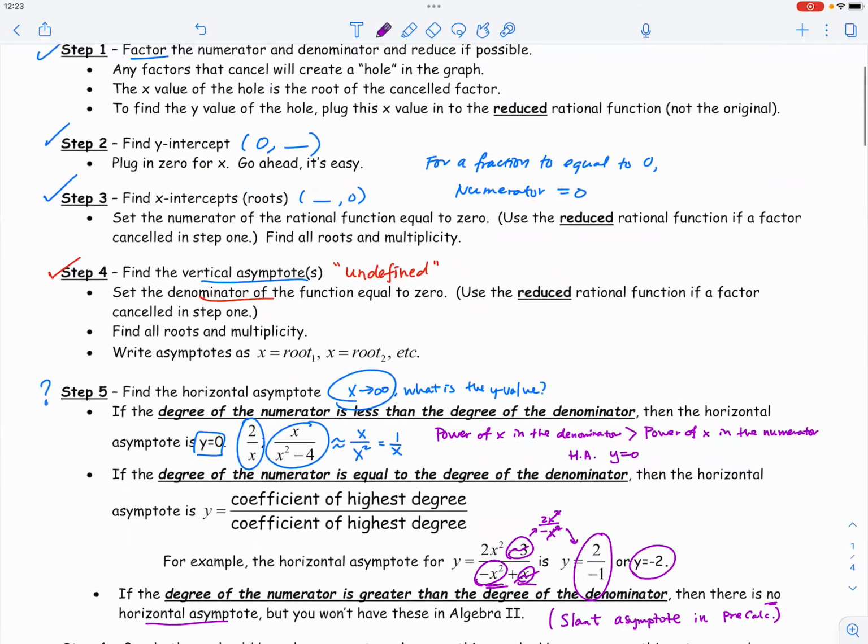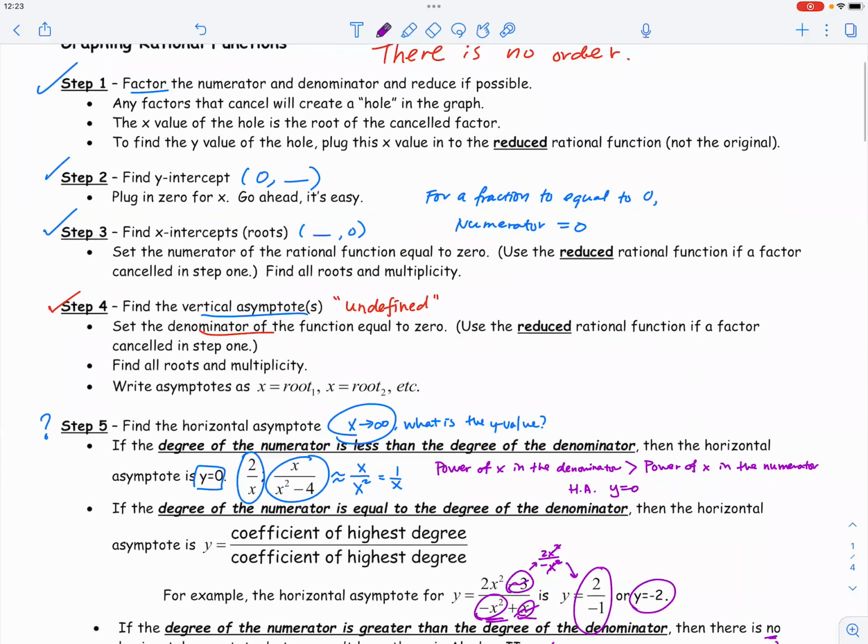So here are the main features: x and y intercepts, the two asymptotes. Everything you find must have a reason behind it. I hope you are not just memorizing them. You're not just memorizing the actions. You know why you are doing the actions.